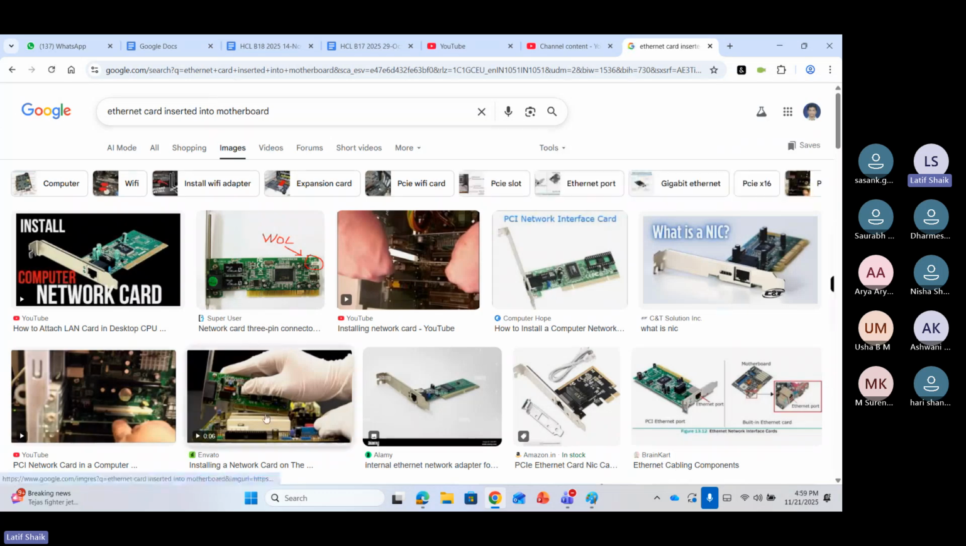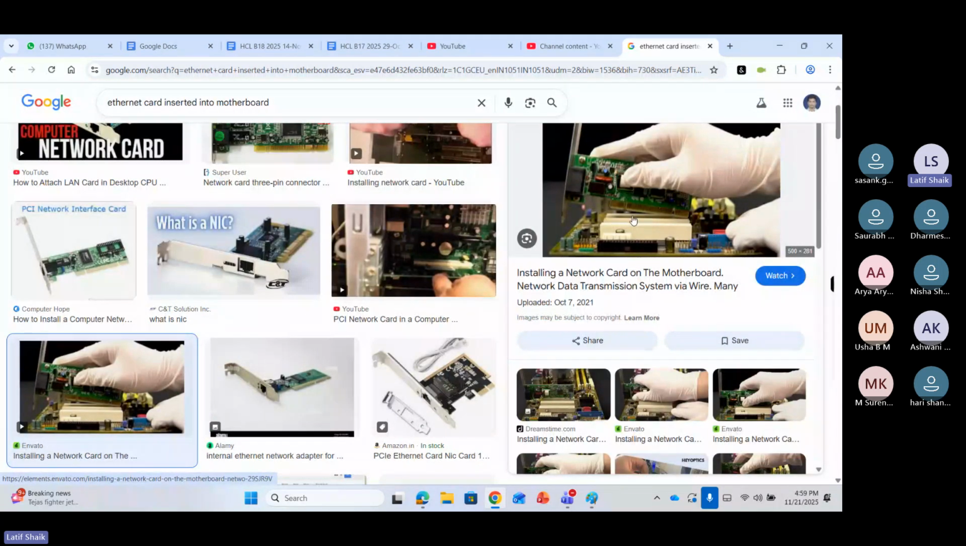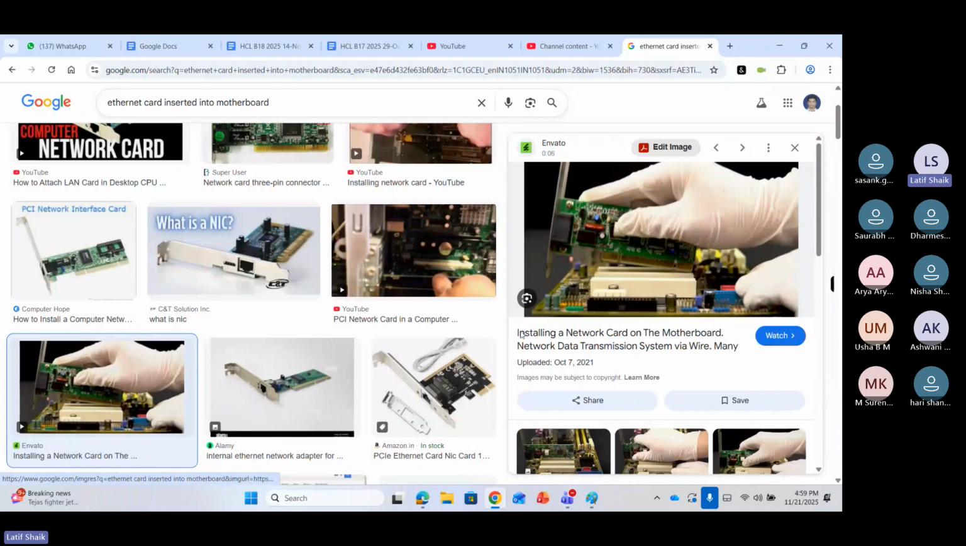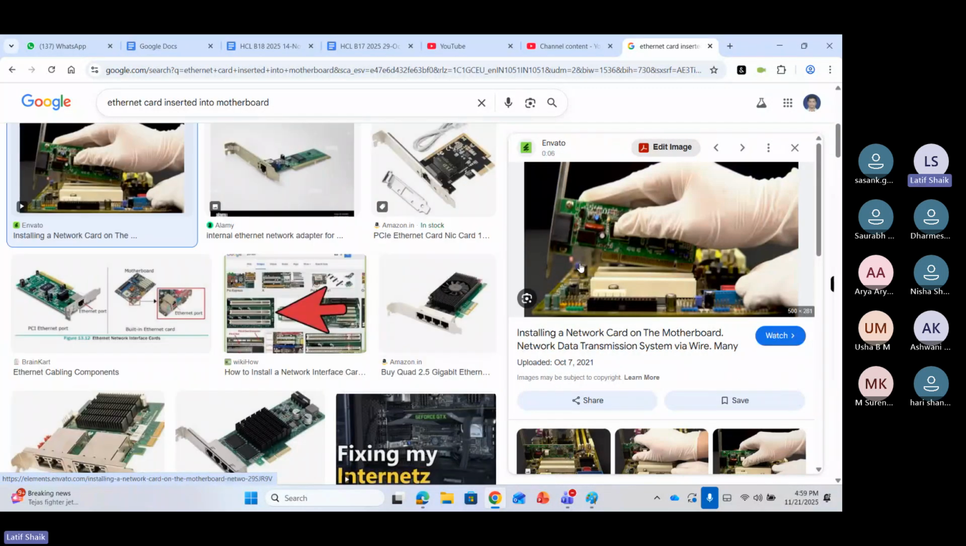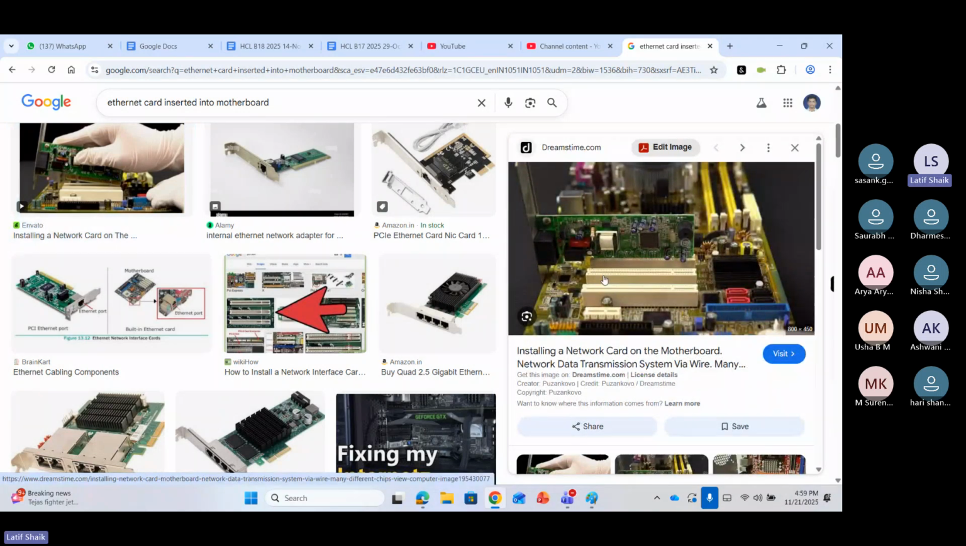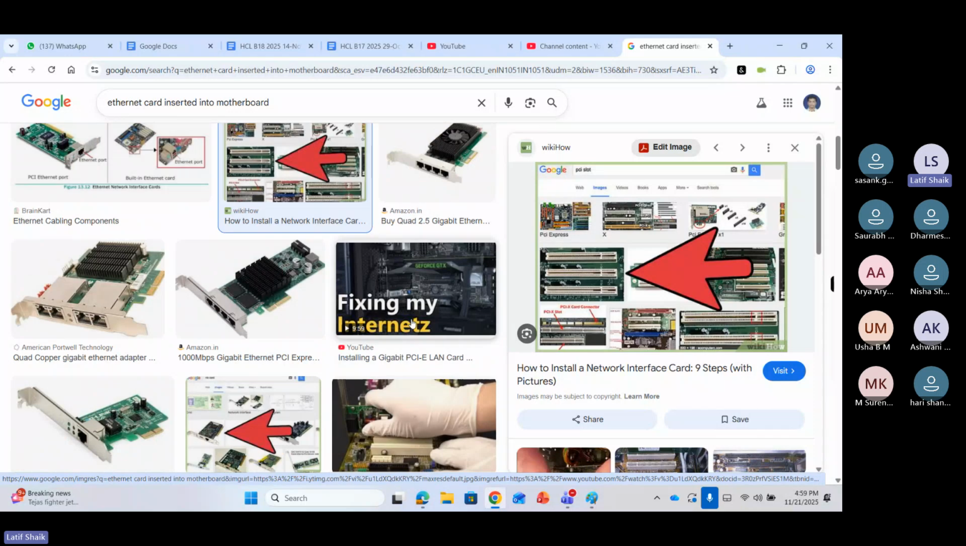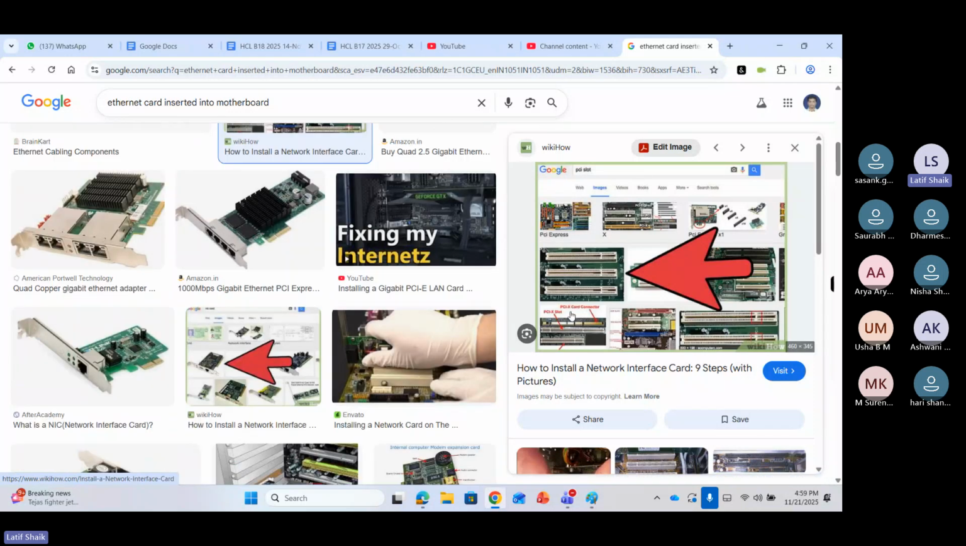Like this. See, this is a motherboard. It can be a desktop motherboard or a server motherboard. So these NIC cards are inserted into this motherboard. You can also see they are inserted into the motherboard. These white bars we call PCI slots. The small one is PCI Express or PCIe, but these are PCI slots. So we insert these cards into these PCI slots.